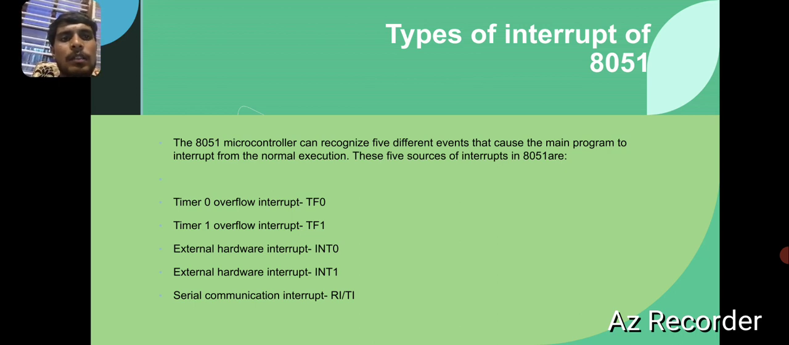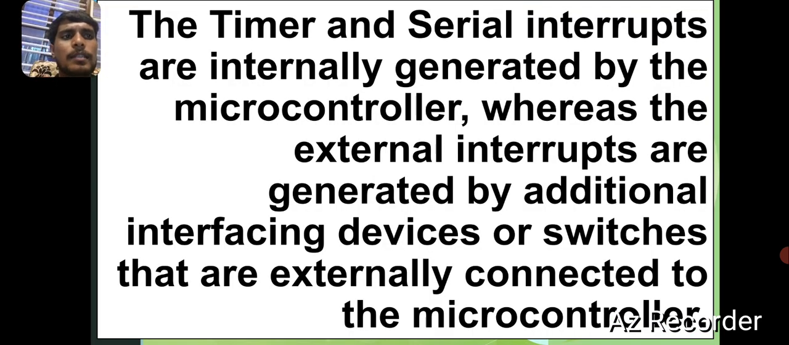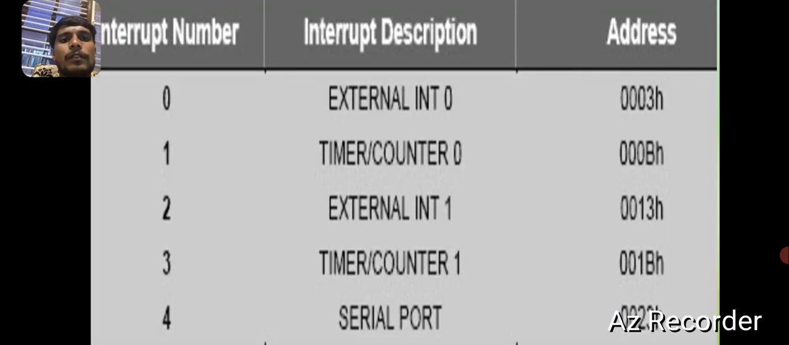Next, the timer and serial inputs are internally generated by the microcontroller, whereas the external inputs are generated by the additional interfacing devices. Means the timer and serial inputs are internally generated by the microcontroller. The other two external inputs are generated by the additional interfacing devices or switches that are externally connected to the microcontroller. Next we see the input priority table.